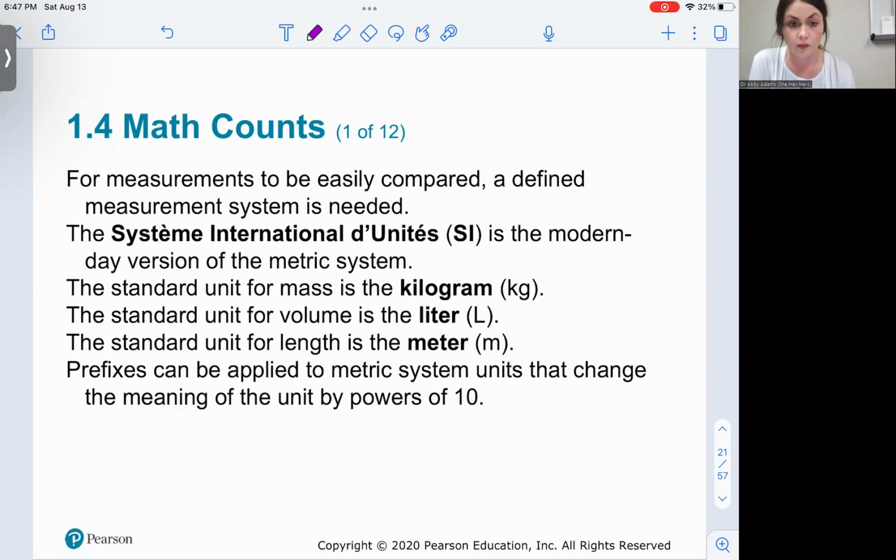So section 1.4, math counts, everybody's favorite subject, right? So don't be intimidated because we're really going to explain things pretty thoroughly. And if you've already read the chapter in the book, you've probably got a pretty good grasp on things.